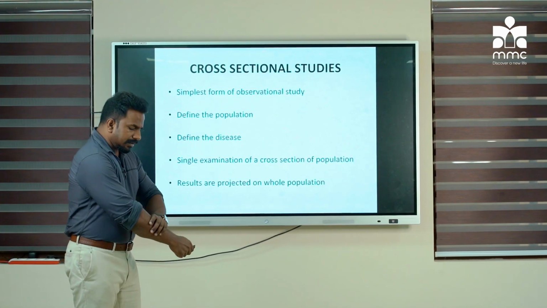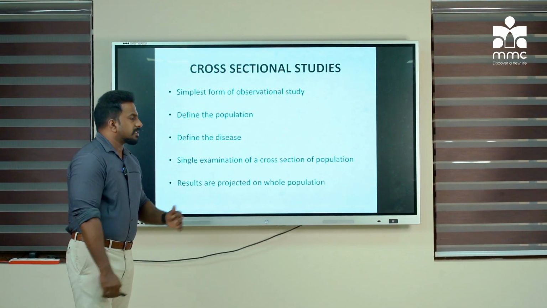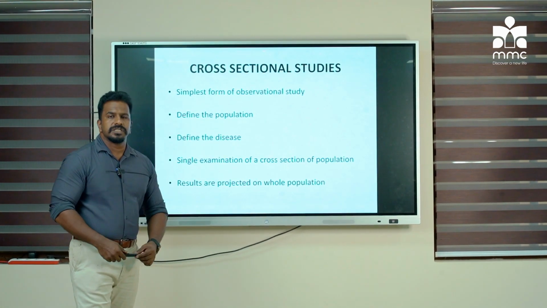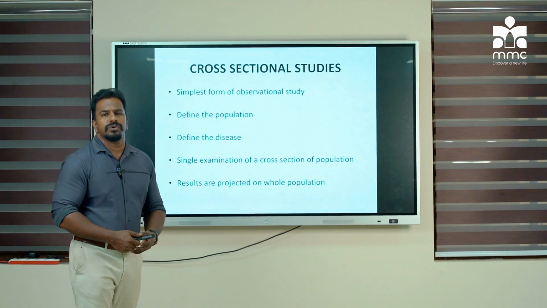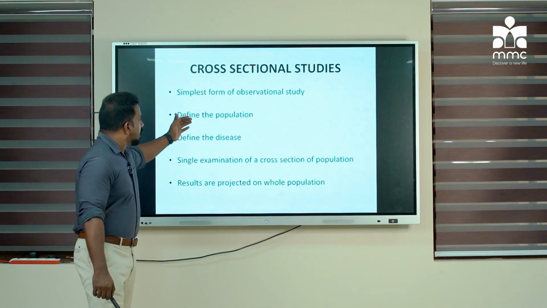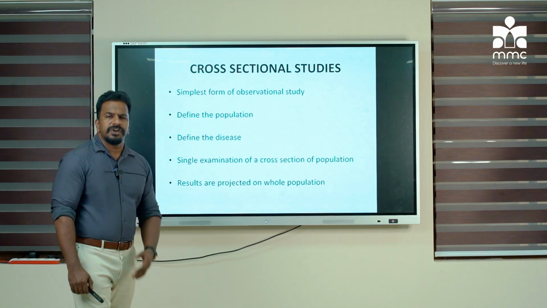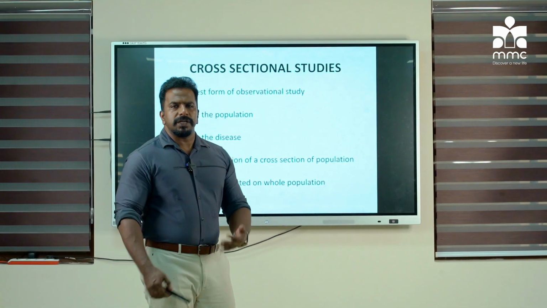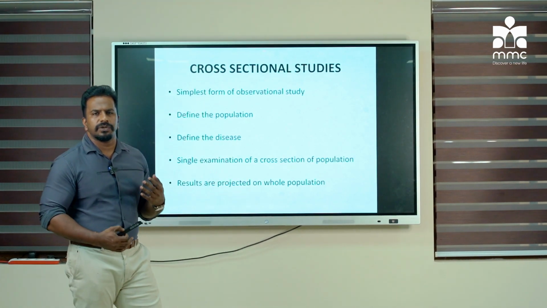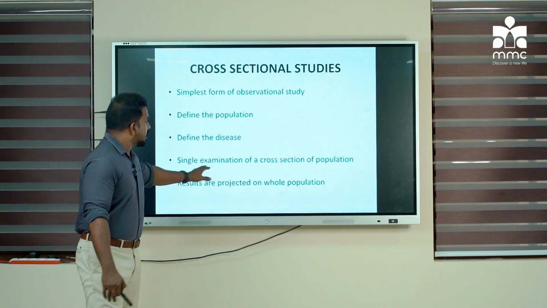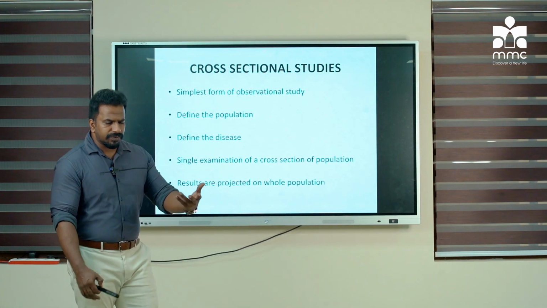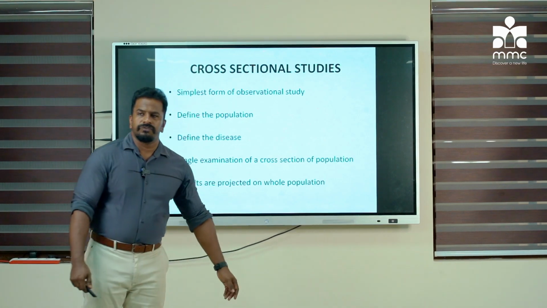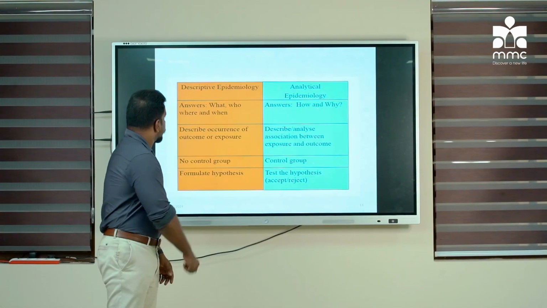And the other descriptive study, as I mentioned, is the cross-sectional study. It's the simplest form of observational study. It's mainly done to know the prevalence in a population. So first we have to define the population and define the disease. The same example, Modakalur diabetes. We have to define the population, define the disease. Here we are going for the prevalence of diabetes. It is a single examination of a cross-section of the population, like a single day I can do that. Results are projected onto the whole population.